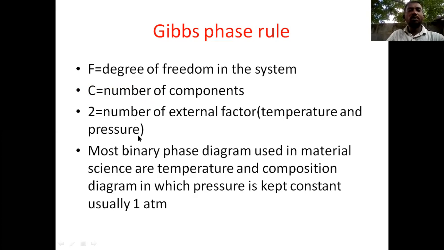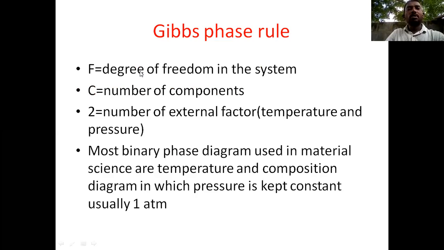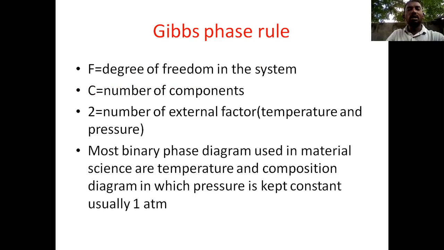Why do we consider P plus F equals C plus 1? Under the condition when the pressure is kept constant, usually at 1 atmospheric pressure, only then can we choose P plus F equals C plus 1. Here 1 represents the temperature only. Earlier, 2 was the number of external factors, temperature and pressure. But in this condition the pressure is kept constant, so only temperature is considered.